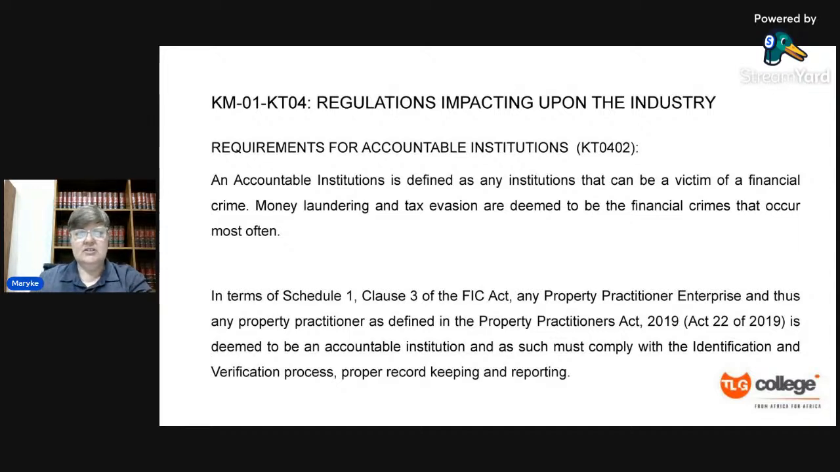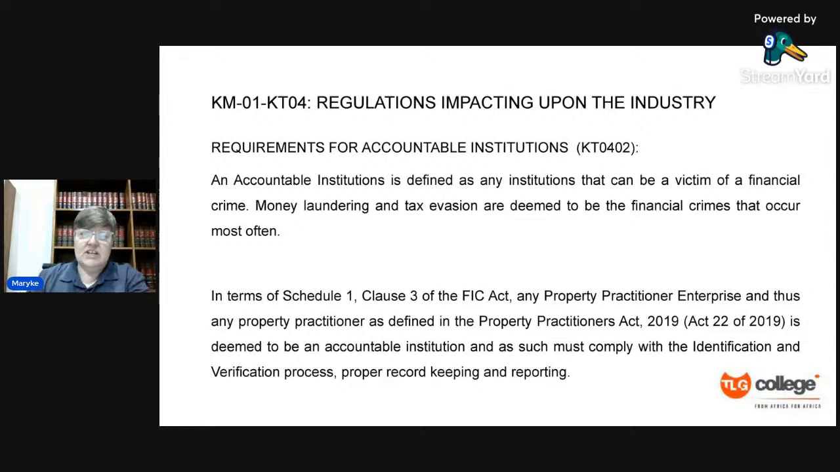So we did mention this earlier, but an accountable institution is defined as any institution that can be a victim of a financial crime, right? The financial crimes that we deal with the most, or that pop up the most, are money laundering. That's where we take dirty money that was obtained from an illegal process, and we put it through certain processes to clean it up. And then the other financial crime that we deal with quite often is tax evasion, right? So these are the financial crimes that occur most often.